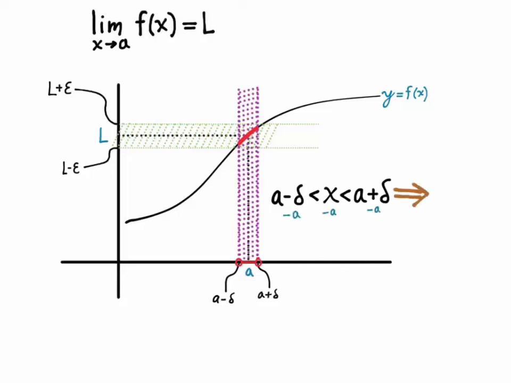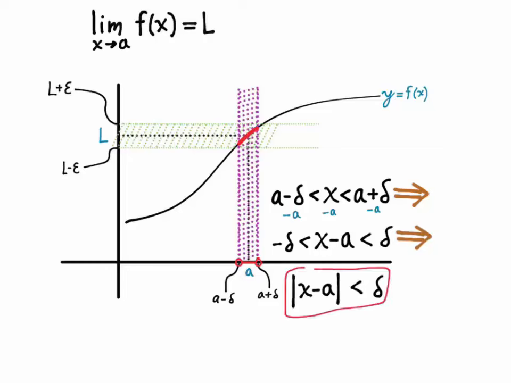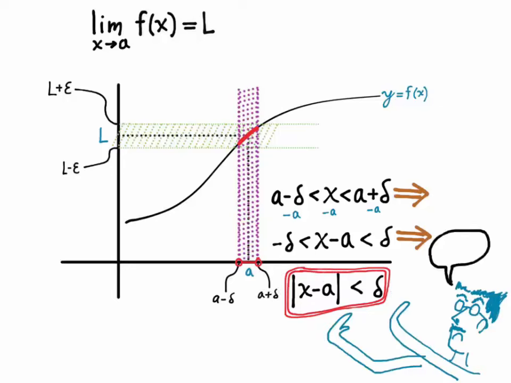You know, if you subtract a from all three sides of that inequality, you get negative delta and positive delta are bounds for x minus a, which then could be written using absolute values. And that's a nicer way to write it, because that basically says the distance from x to a, how far away x is from a, is less than delta. And that's a nice way to describe this region around a. It's symmetrically about a. However, we don't really want this definition, because there's a complicated case that we haven't considered.